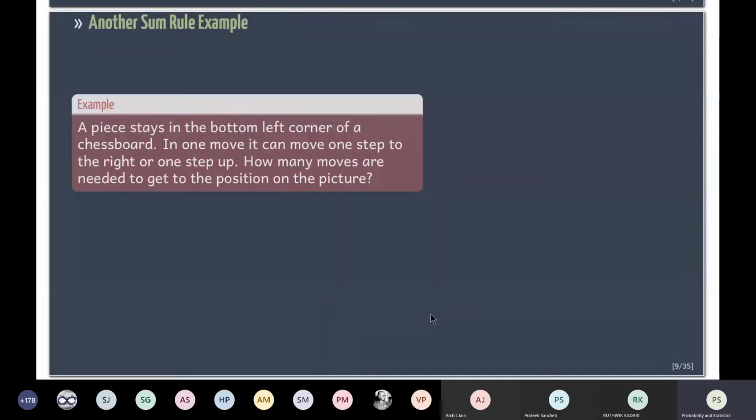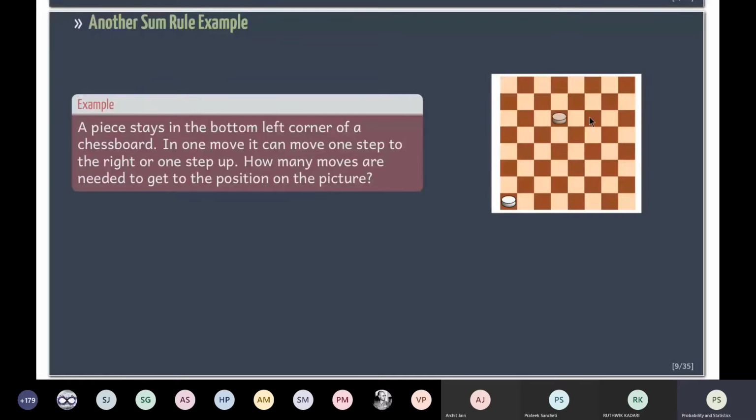Another sum rule example, a slightly extended form. We are talking about chess here. A piece stays in the bottom left corner of a chessboard. In one move, it can move 1 step to the right or 1 step up. How many moves are needed to get to the position in the picture? This is the scenario. This is the piece, this is the end position, and this is the starting position of your piece.